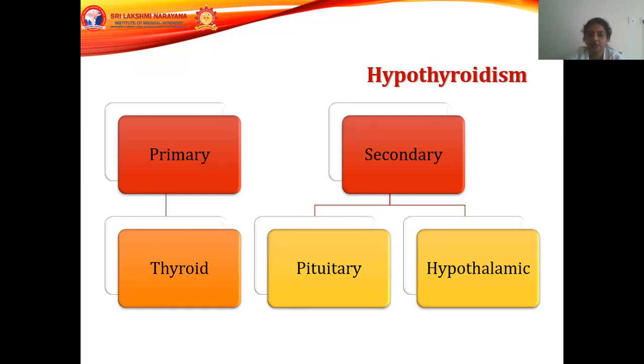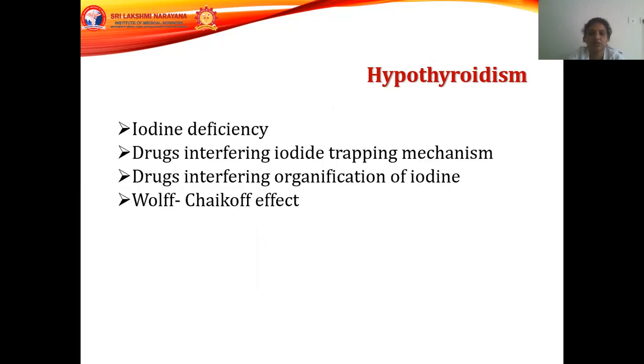They can be either primary hypothyroidism or secondary hypothyroidism. In primary, the problem is within the gland, that is the thyroid gland. And in secondary, the problem might be either at the pituitary level or at the hypothalamic level. So hypothyroidism is predominantly because of iodine deficiency, or the drugs which interfere with iodine trapping mechanisms, and the drugs which interfere with the organification of iodine, or it can be because of the Wolff-Chaikoff effect.